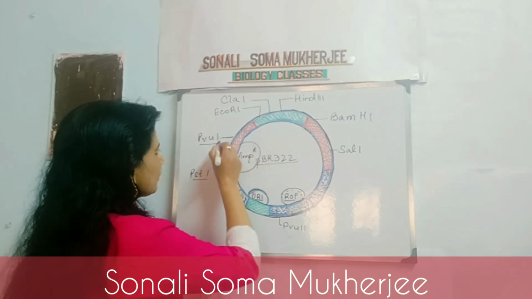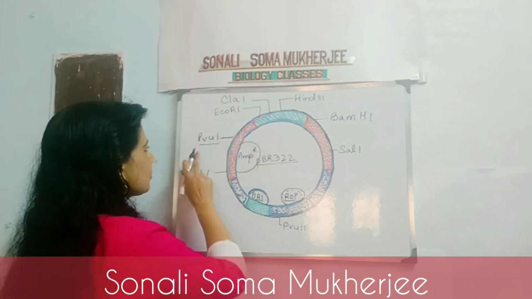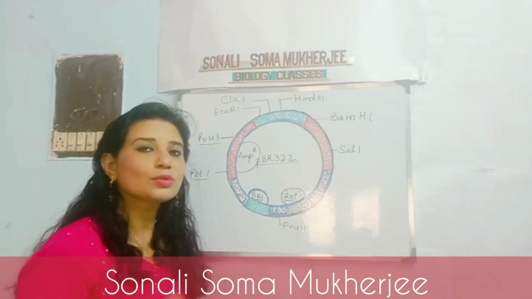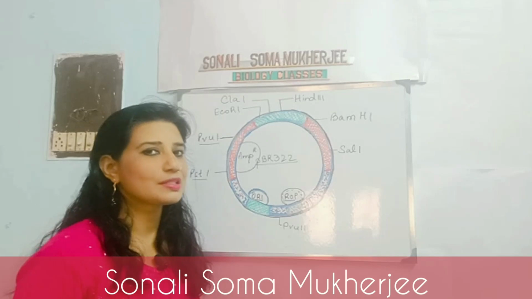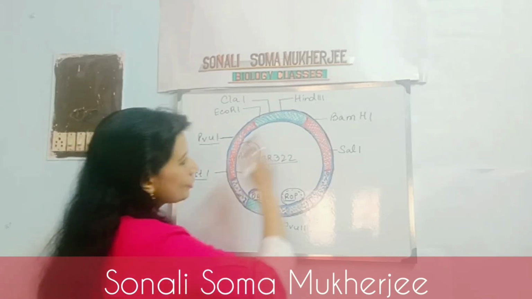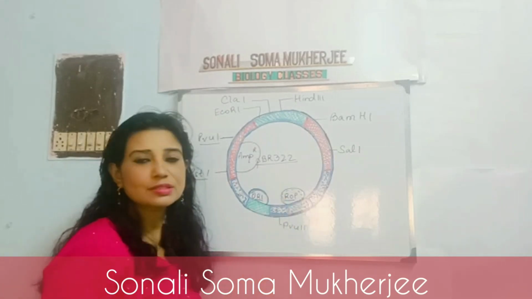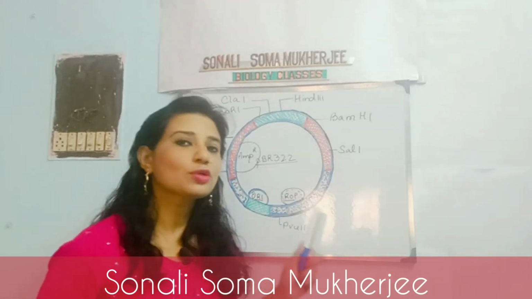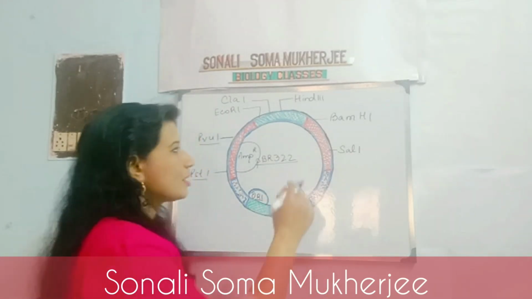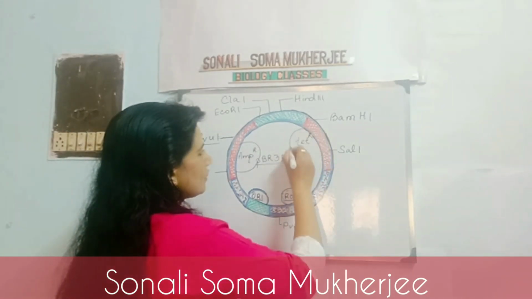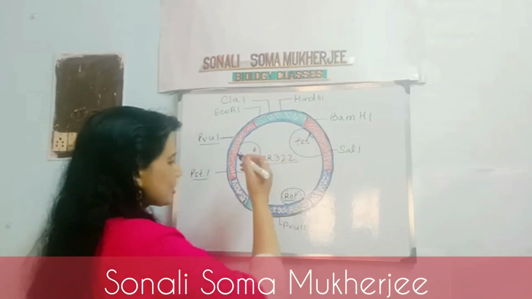It is found in this region. So, here PVU1 and PST1 are present in the gene encoding resistance to the antibiotic ampicillin. And on the other hand, BAMH1 and SAL1 are present in the gene that is encoding resistance to the antibiotic tetracycline. So, here it is tetracycline in this case and ampicillin in this case.